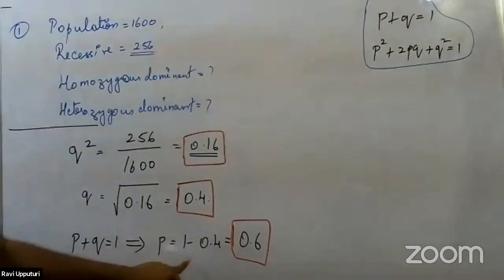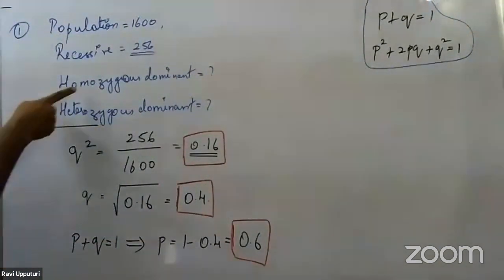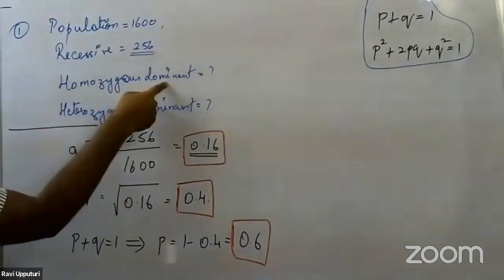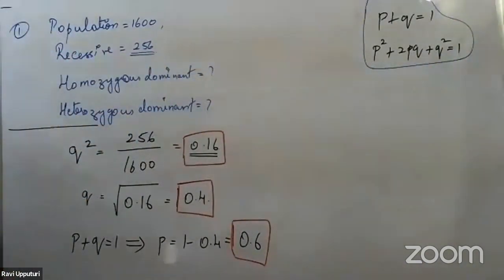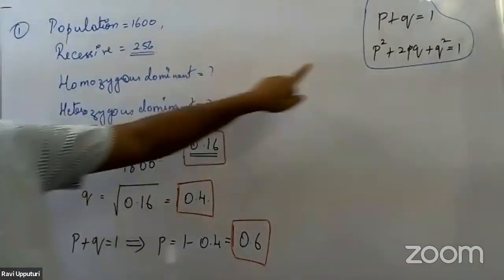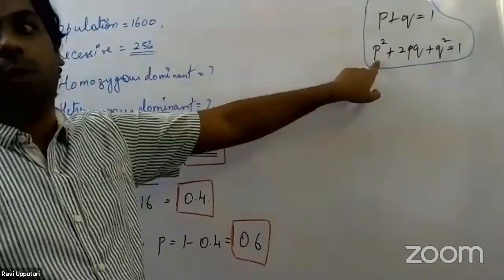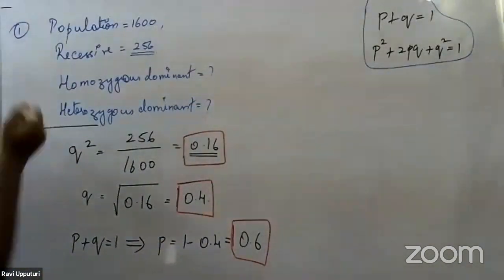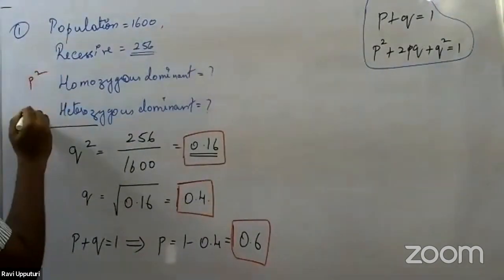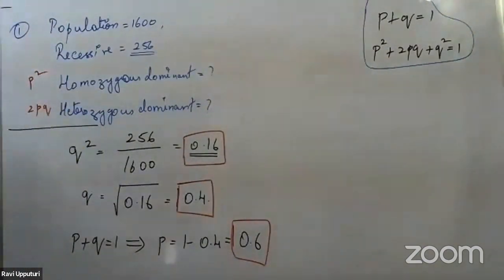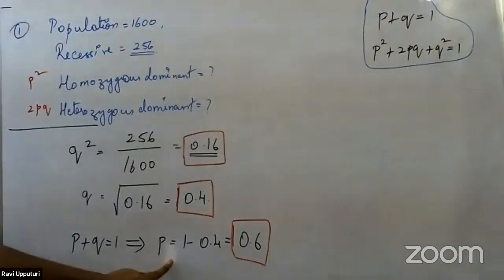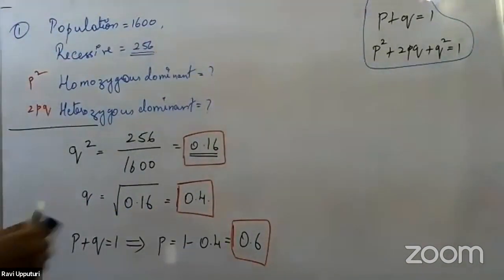Now, since we have got P, what they have asked in the question is to find out homozygous dominant individuals. When we say homozygous dominant individuals, we are actually talking about P square. So this would be P square and this would be 2PQ. We need to find out how many are homozygous dominant and how many are heterozygous dominant. Since we already have the P value, getting P square is very simple, right?